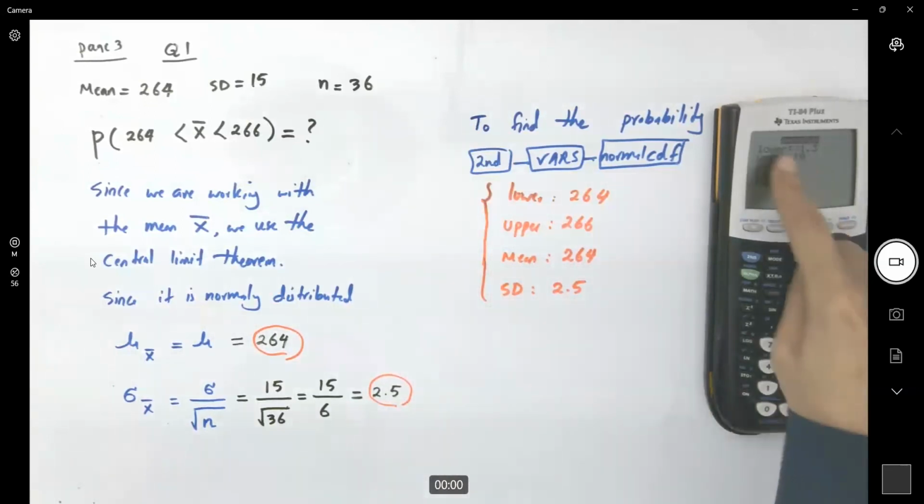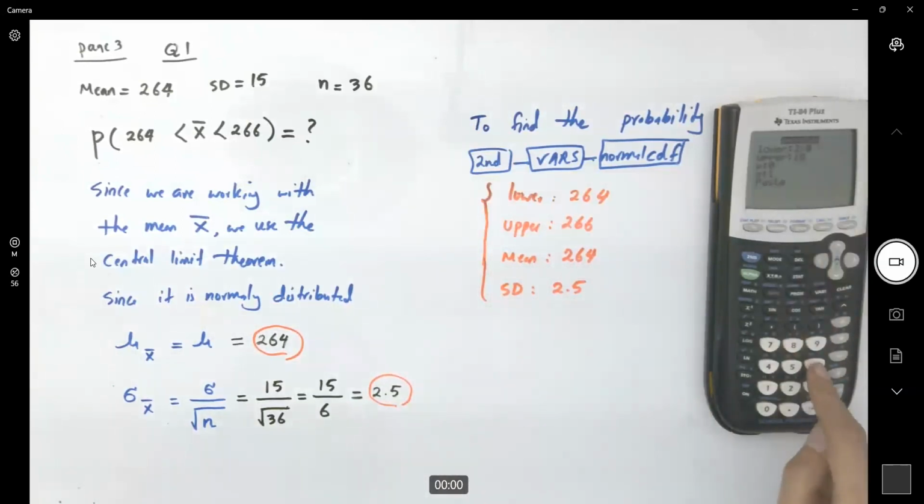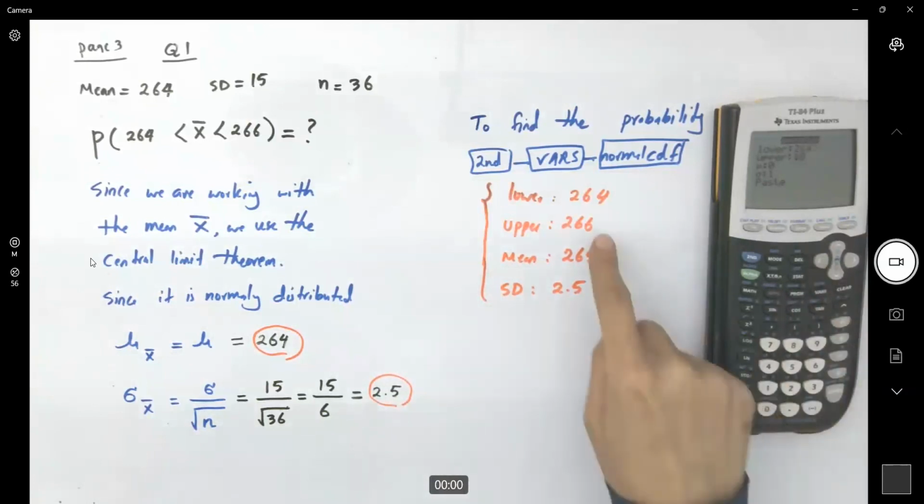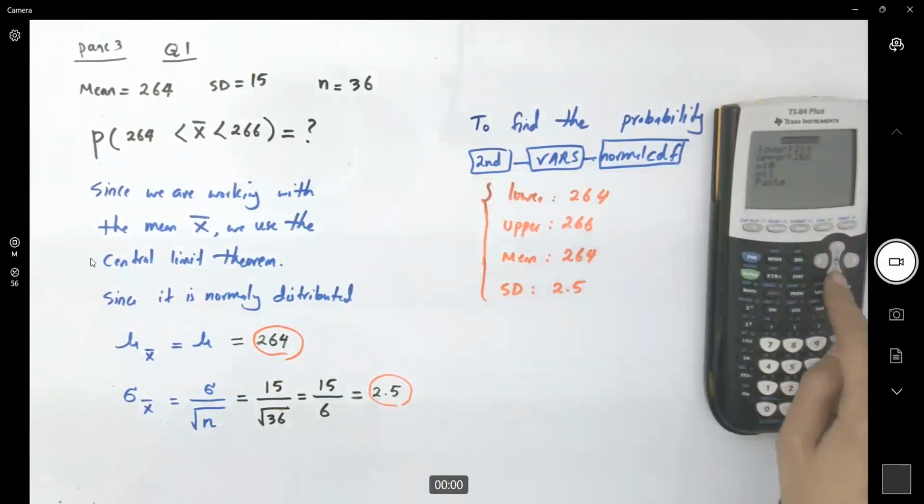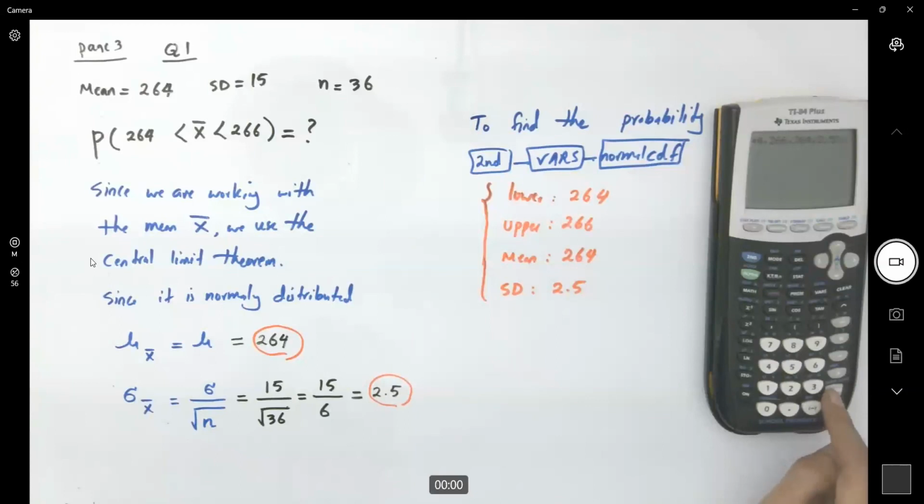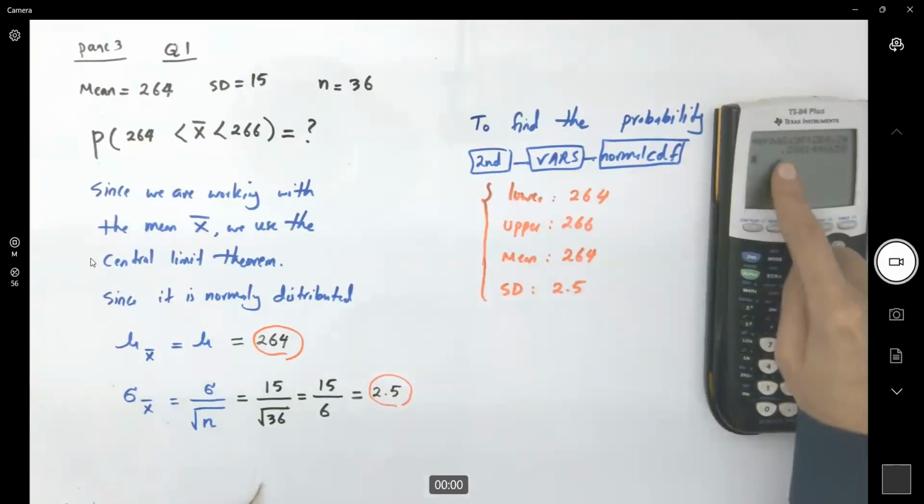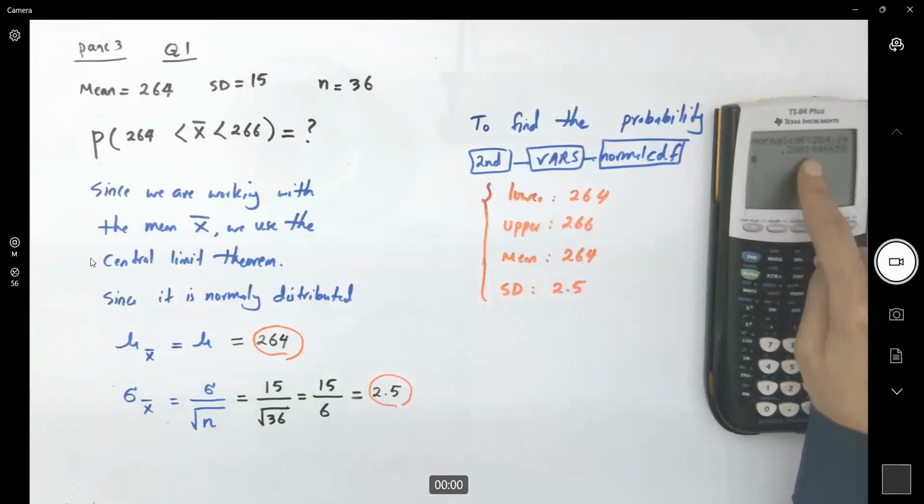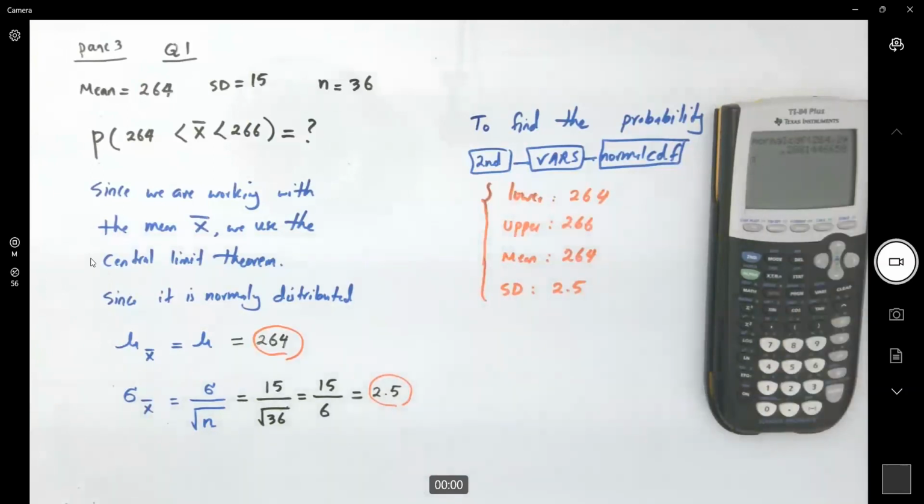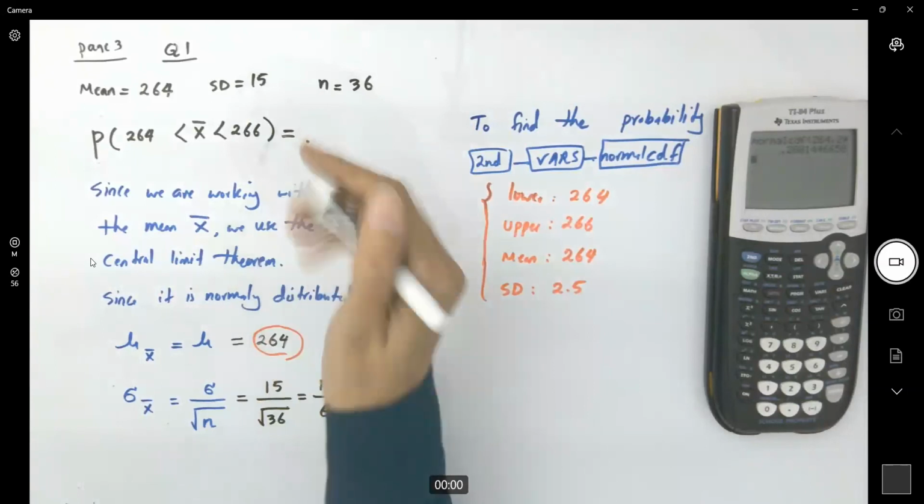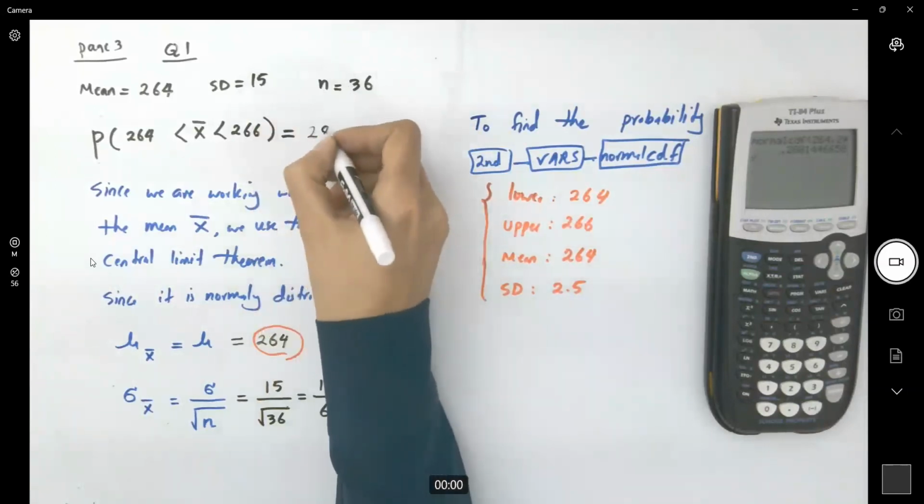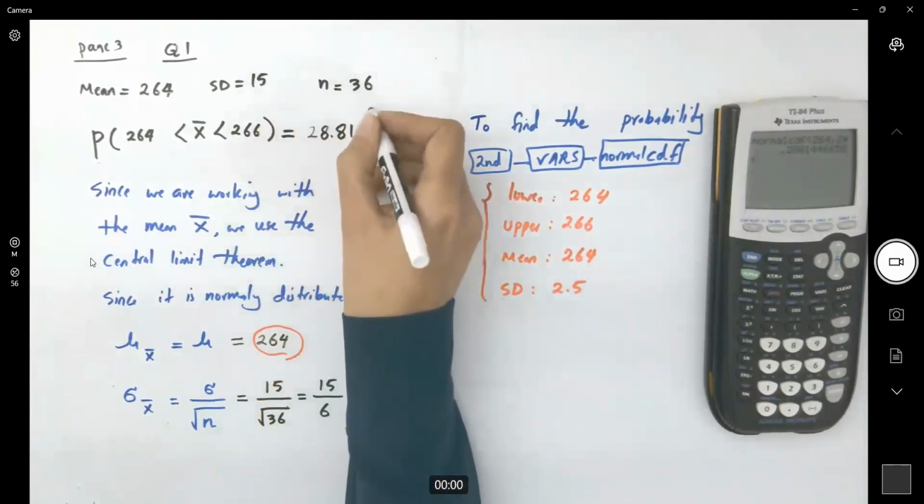Very good. So here we have 264 and the upper limit 266. Mean is 264 and the standard deviation is 2.5. Very good. So let's do the calculation here. You're going to get 28.81%.